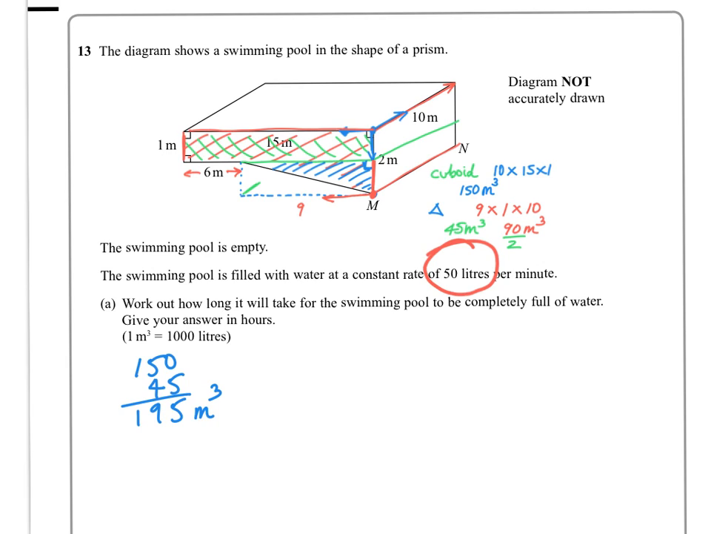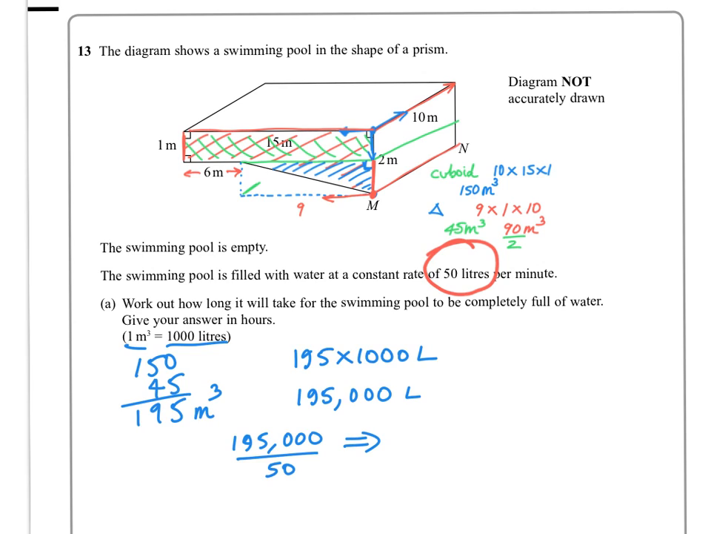Now, 1 meter cube is 1,000 litres, so we've got 195 times 1,000 litres, which, if you just say it, 195,000, it's easier to write. So 195,000 litres, and it's 50 litres per minute. So to work out how many minutes, we just take 195,000 and divide it by 50.